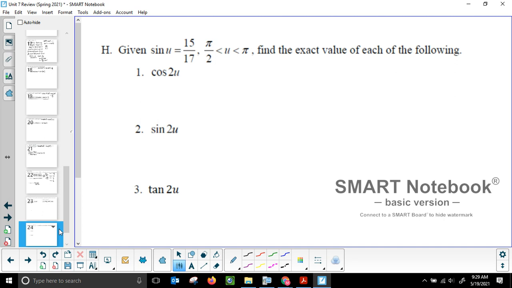All right, given sine of u equals 15 over 17, and that u is between pi over 2 and pi, find the exact value of each of the following. All right, so cosine of 2u, we have three different equations, and you can use any of them. I'm very partial to 2 cosine squared u minus 1.